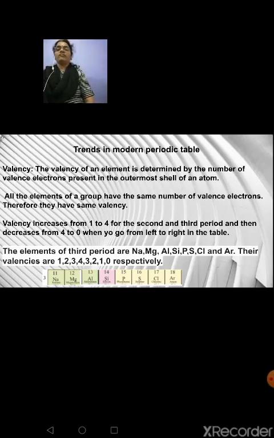I have given an example of the elements belonging to period number 3 to show how valency increases and decreases: sodium, magnesium, aluminum, silicon, phosphorus, sulfur, chlorine and argon. The atomic number of sodium is 11, its electronic configuration is 2, 8, 1, and its valency is 1. Magnesium's atomic number is 12, its electronic configuration is 2, 8, 2. Valency is the number of valence electrons present in the outermost shell of an atom of the element, so 2 becomes its valency. Aluminium's electronic configuration is 2, 8, 3, so 3 becomes its valency.